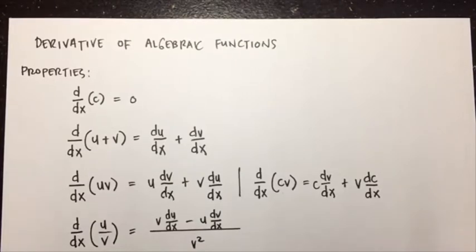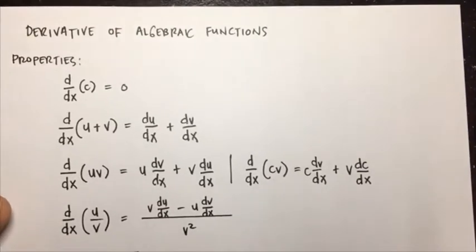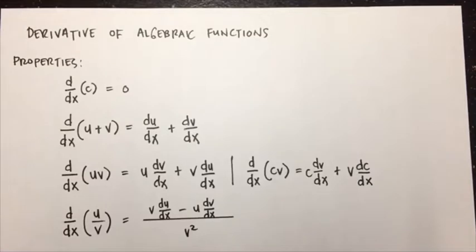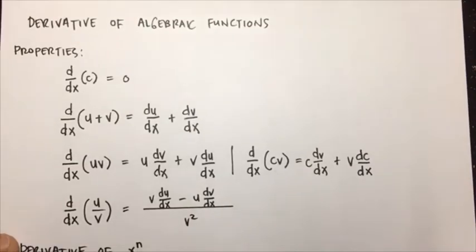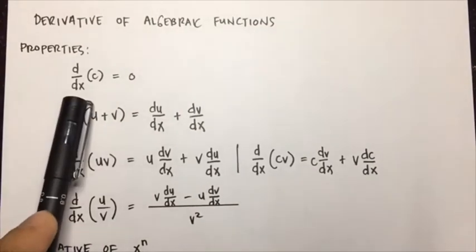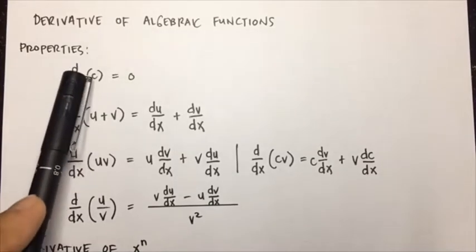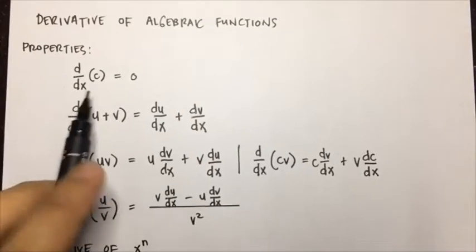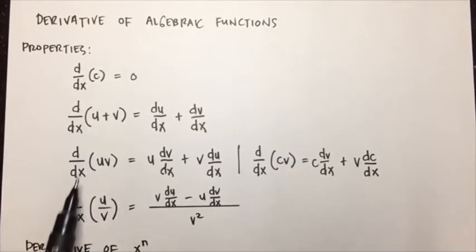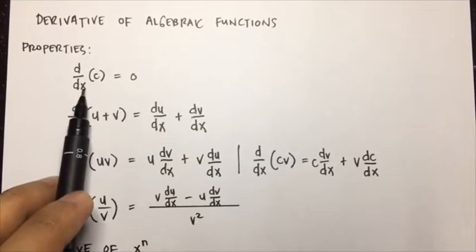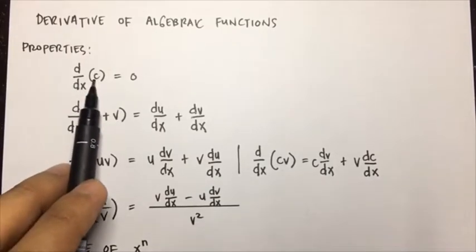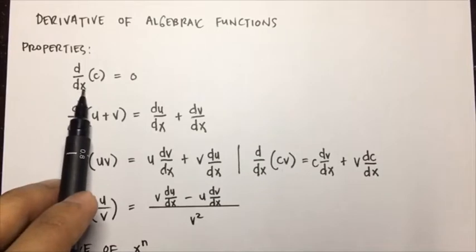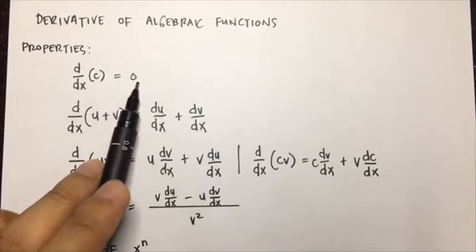So what we need to do is memorize some of the basic properties of the derivatives of algebraic functions. The first property is the derivative of a constant c with respect to any variable. In this case, we are using x, but it could be any variable. So the derivative of a constant with respect to x is equal to 0.